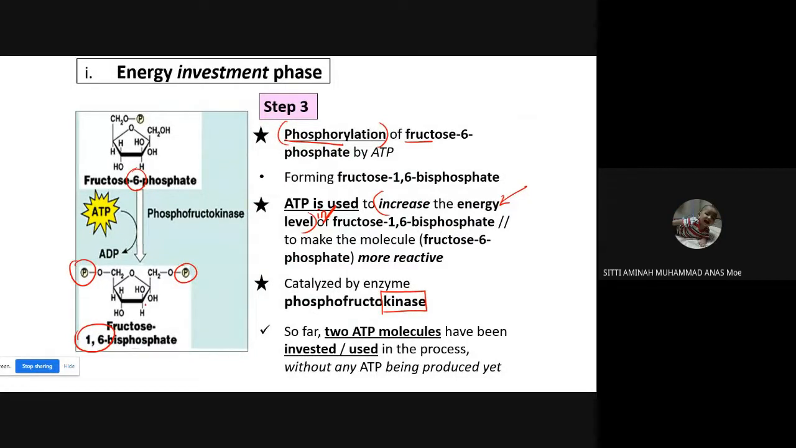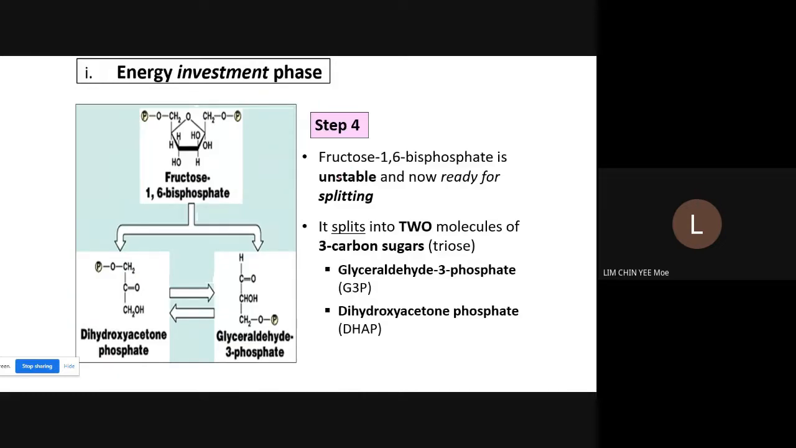Split. Very good. So, fructose 1,6 bisphosphate dah sangat reactive. The energy level in fructose 1,6 bisphosphate is a lot. That's why it becomes unstable. Kalau dia dah unstable, then dia akan start splitting. And that's how it splits into two molecules yang 3 carbon. Satu ialah dihydroxyacetone phosphate, satu ialah glyceraldehyde 3 phosphate.